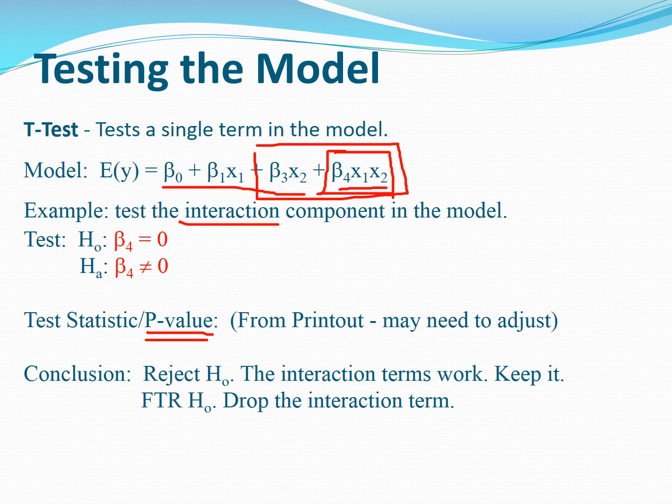If you reject, there's sufficient evidence to indicate that term or those terms are useful. Keep them. If you fail to reject, there's insufficient evidence to indicate that stuff works. Get rid of it. Build down to a smaller model.